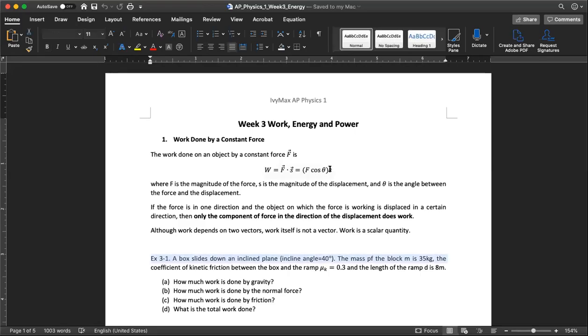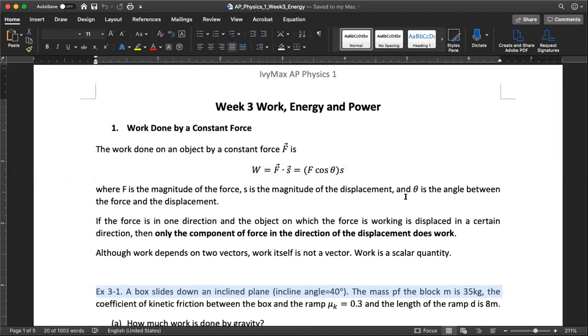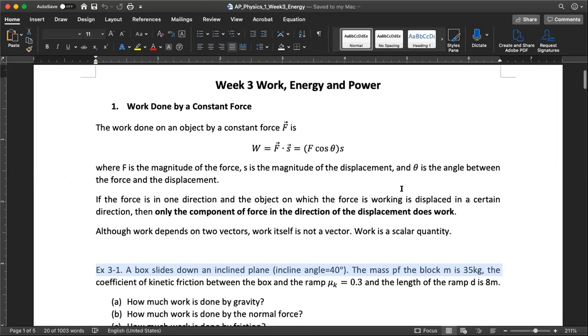All right, so this is the new package. Let's go over that pretty quick. Work done by a constant force. You can see that some questions, especially those with forces involved, if you analyze from the perspective of energy, can become much easier. So first is the work done by a constant force.